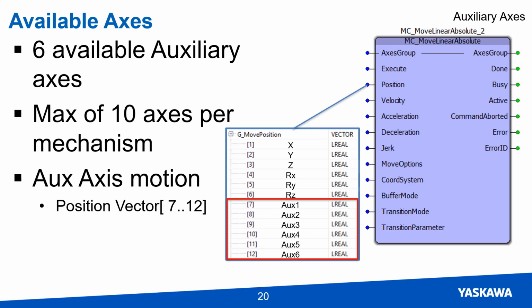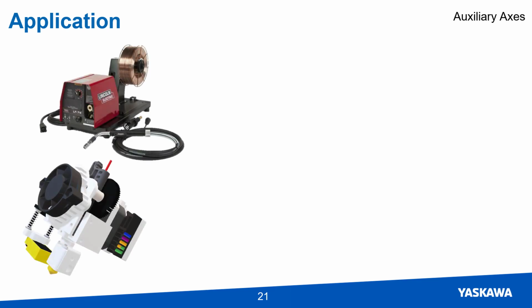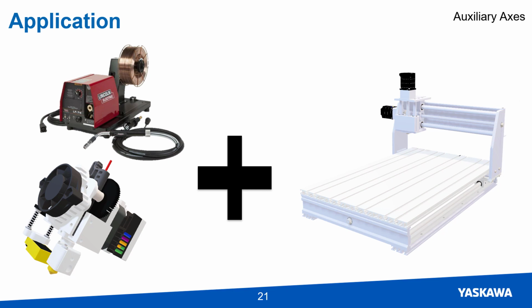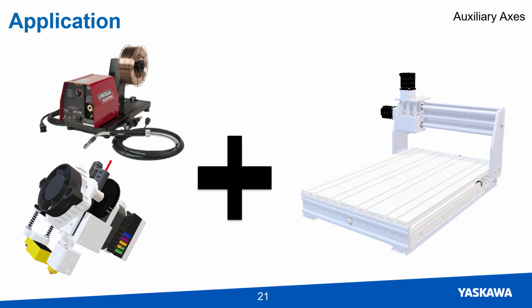Moving an auxiliary axis can be done by using a group move function block and setting a position to vector element 7, which is aux1, through 12, which is aux6. Why is this useful? The aux-axis feature allows tools that have feed motors to be grouped in with mechanism axes for simplified motion. Some example toolheads are wire feed welders and 3D printer extruders.